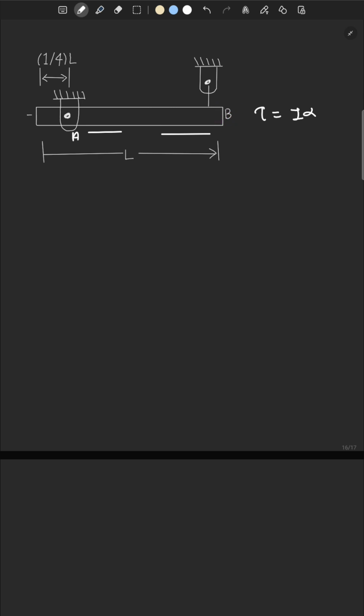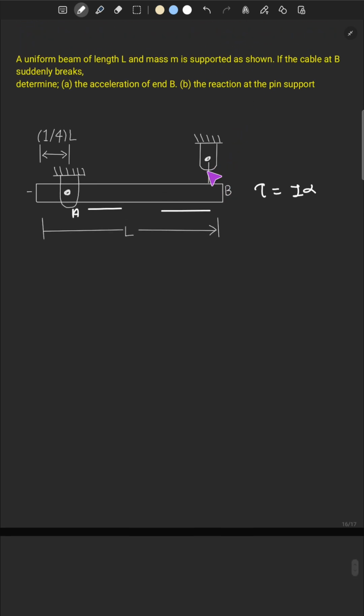So now it is asked that if this support or this string is cut, what is going to be the acceleration of end B. Okay, so it is asking the tangential acceleration. What is the acceleration of point B. Okay, so now as soon as we cut this, we are going to get an angular acceleration.